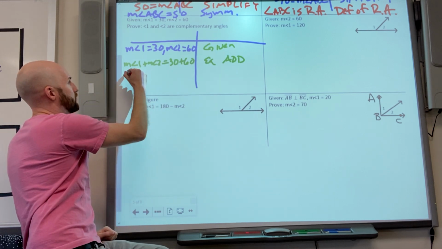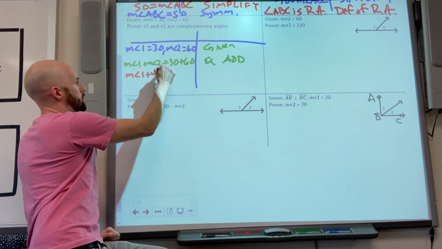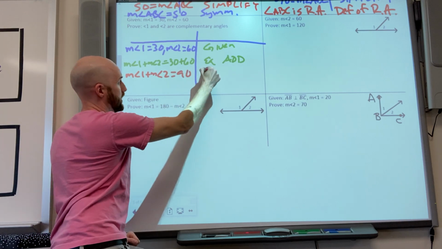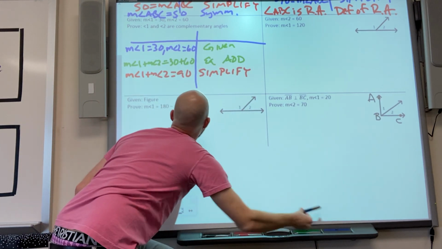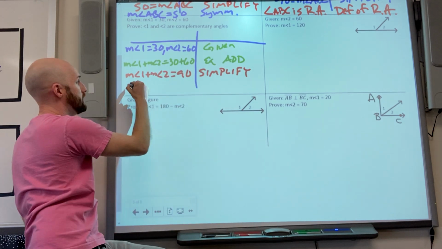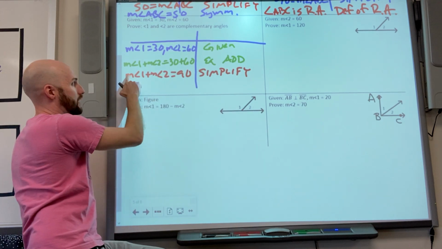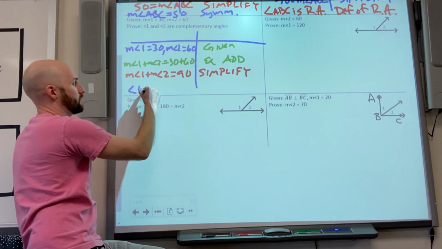At this point, I simplify that, so the measure of angle 1 plus the measure of angle 2 adds up to 90 based off me simplifying that math. And if two angles are adding up to 90, then that means that those angles, again, I'm dropping the M, I'm just referring to the angles themselves.